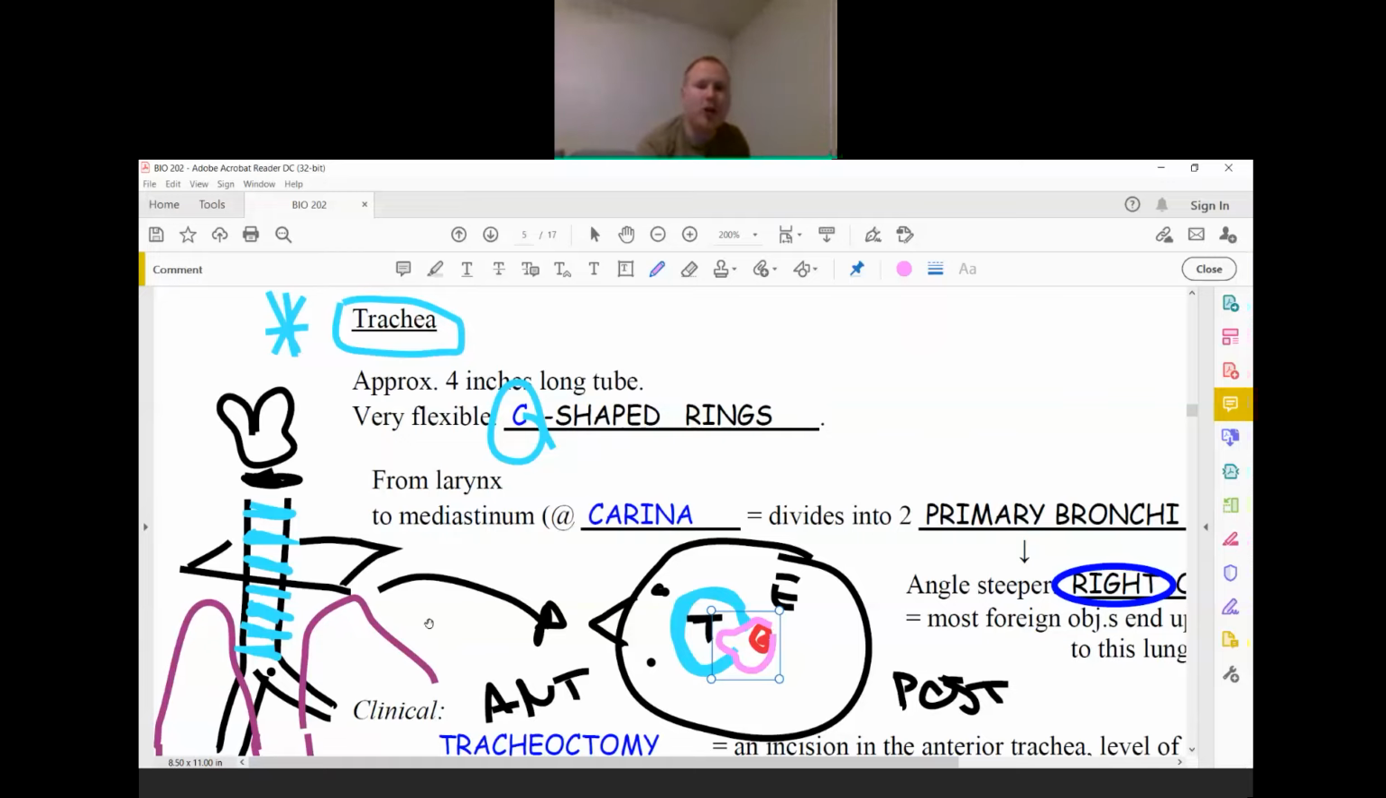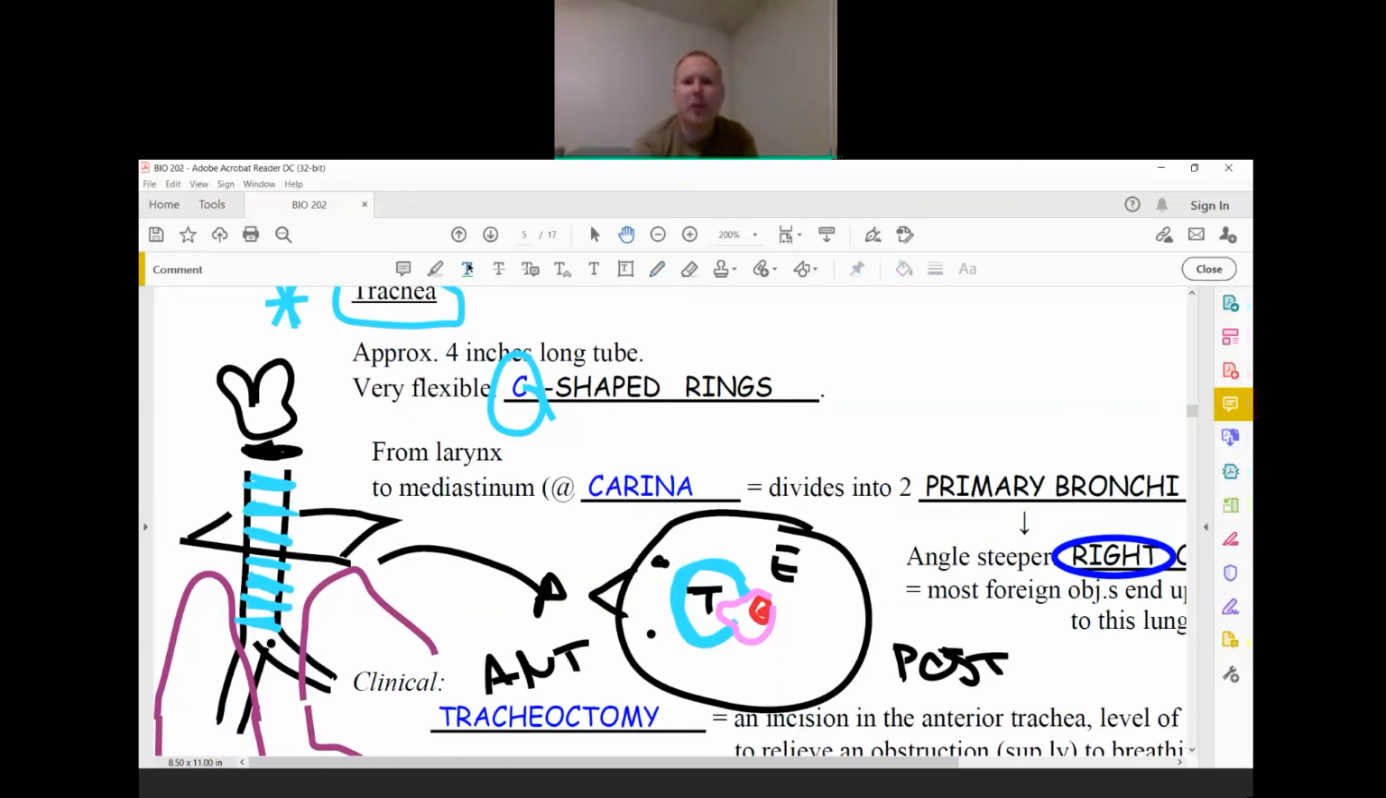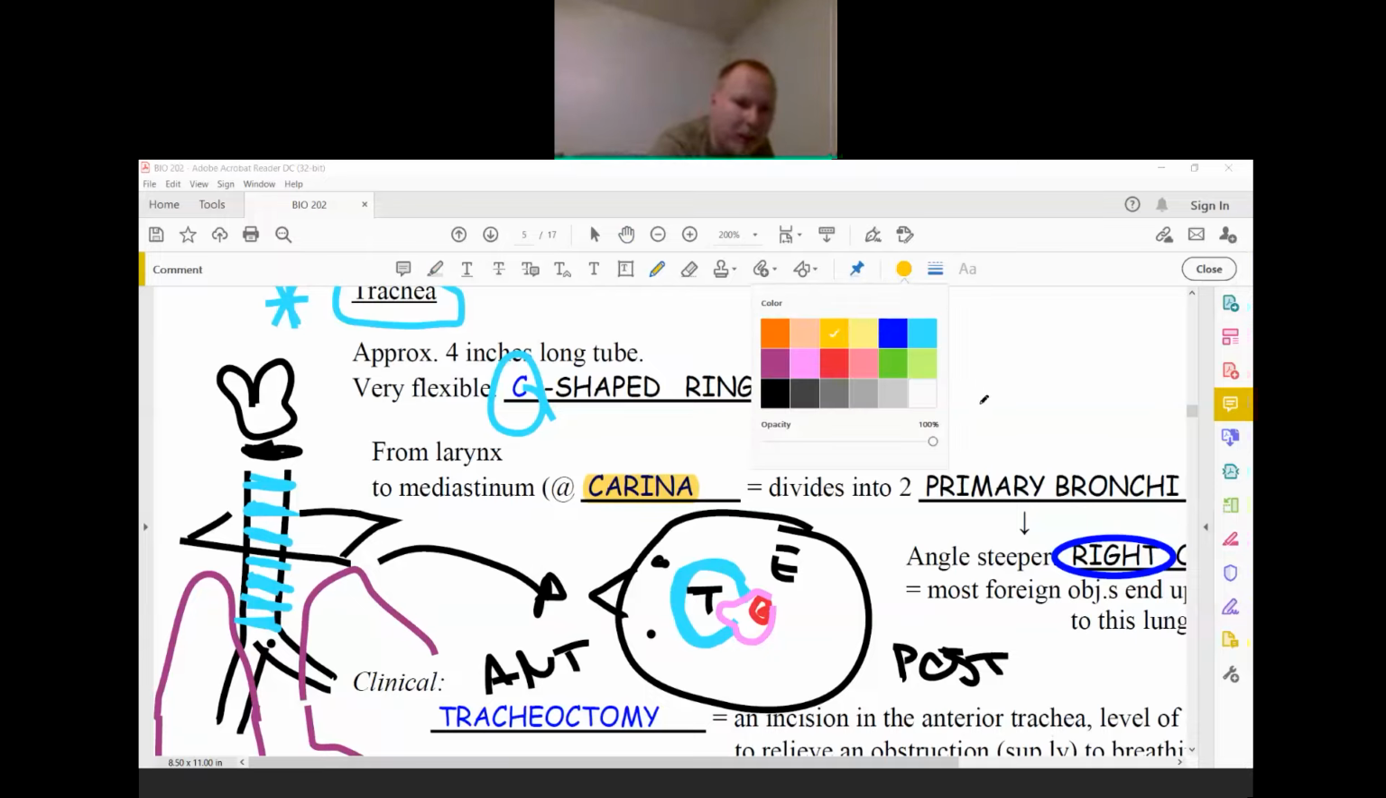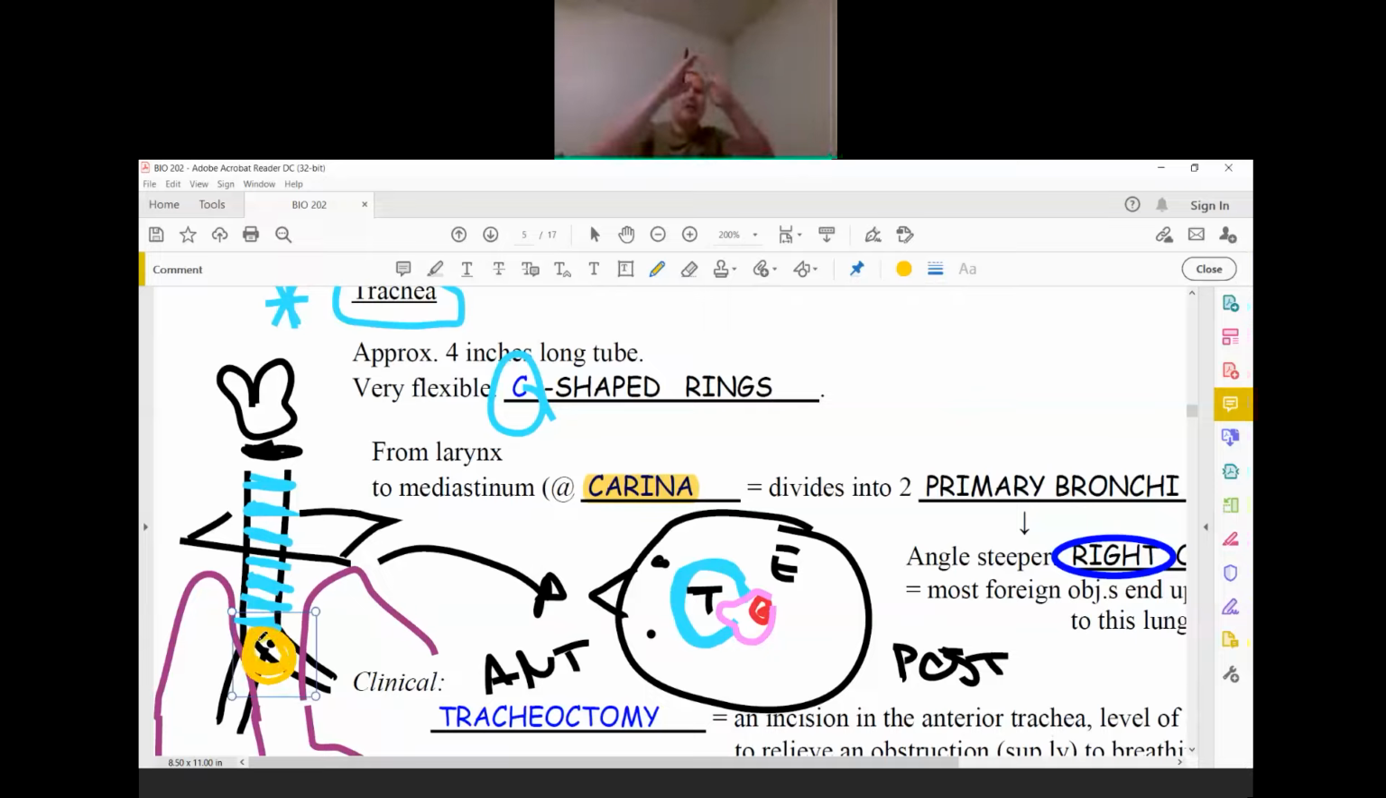A couple of terms that I wanted to show here, and I think these terms will come up in a few other places as well. The term carina. Carina is the term that we use to describe this division where our trachea ends and then divides into two branches as we see here. So this point where it divides into two is our carina. So it's kind of this sharp pyramid shape.